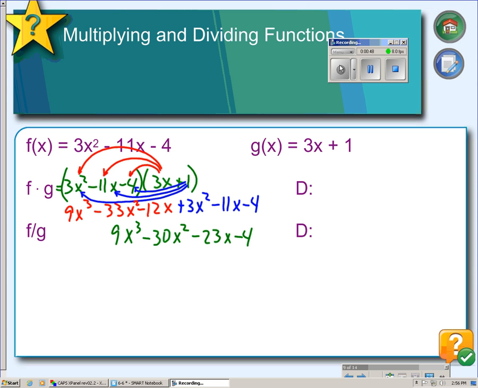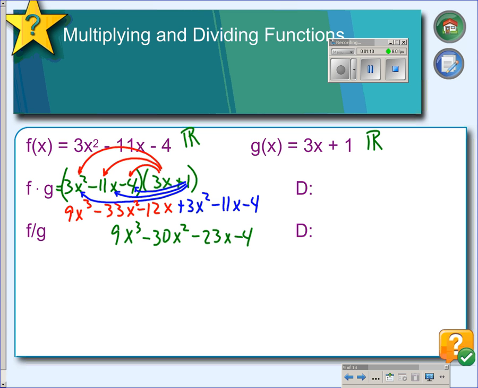For the domain, the f of x function had a domain of all real numbers, because it's possible to multiply, add, and square positives, negatives, and zeros. And for the g function, we can multiply by 3 and add 1 to positives, negatives, and zeros, so this is all real numbers. Since we're not dividing by x at any point, the domain of our final function would be all real numbers. Okay, continue with your division.